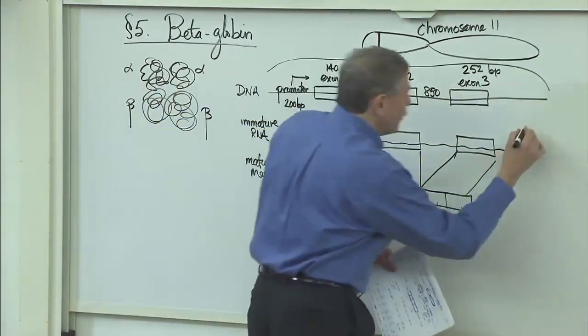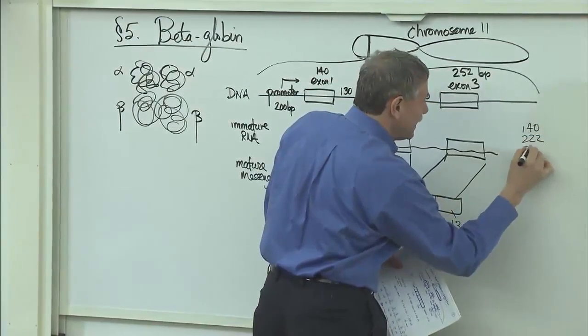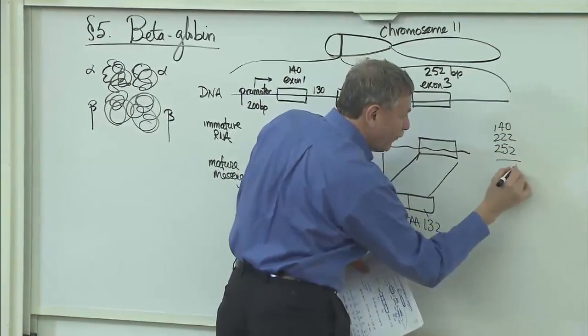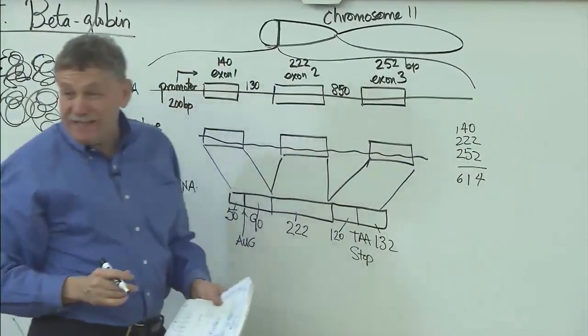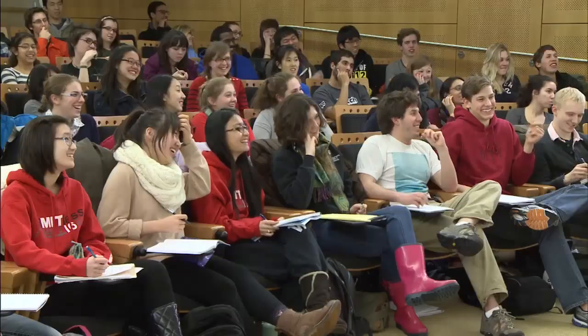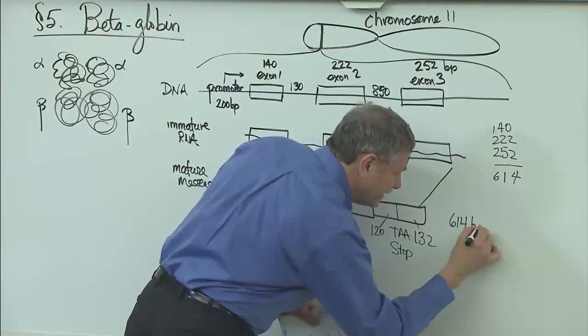Come on, guys. We got 140, we got 222, we got 252. We're gonna have 4, no carry, right? 1, maybe 614. Should we try that? All right, yes. 614 bases.